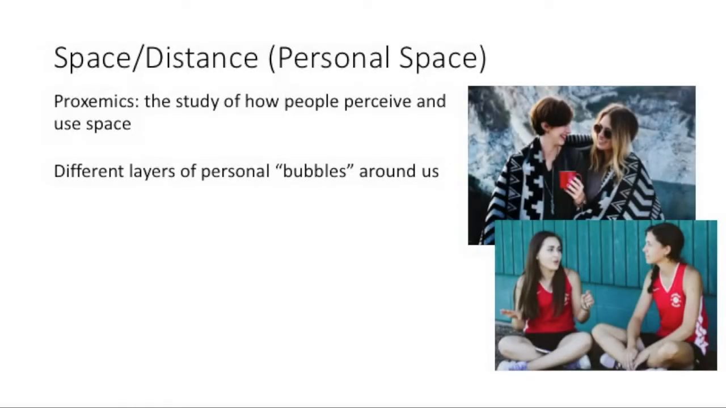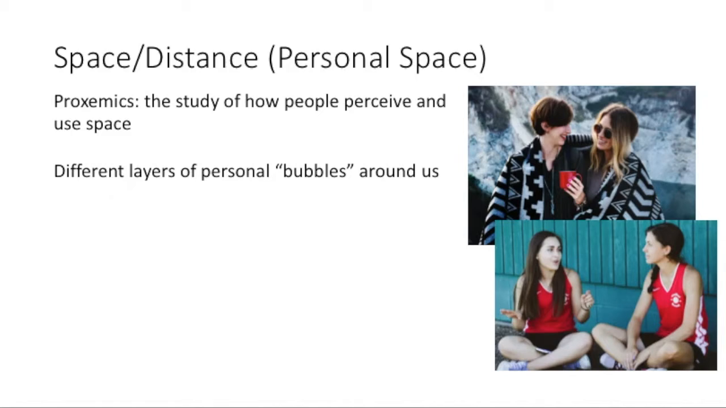We also use space and distance as a nonverbal communication channel, and proxemics is the study of how people perceive and use space. Basically, we all have these different layers of personal bubbles of space around us, and we expect that people will generally respect these personal physical boundaries. In fact, we generally don't realize that we have them until someone violates our expectations and gets a little too close or not close enough.